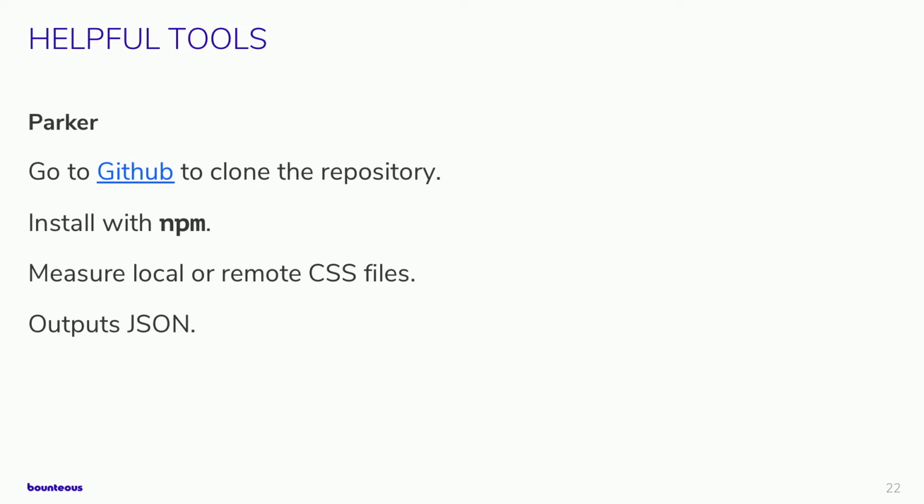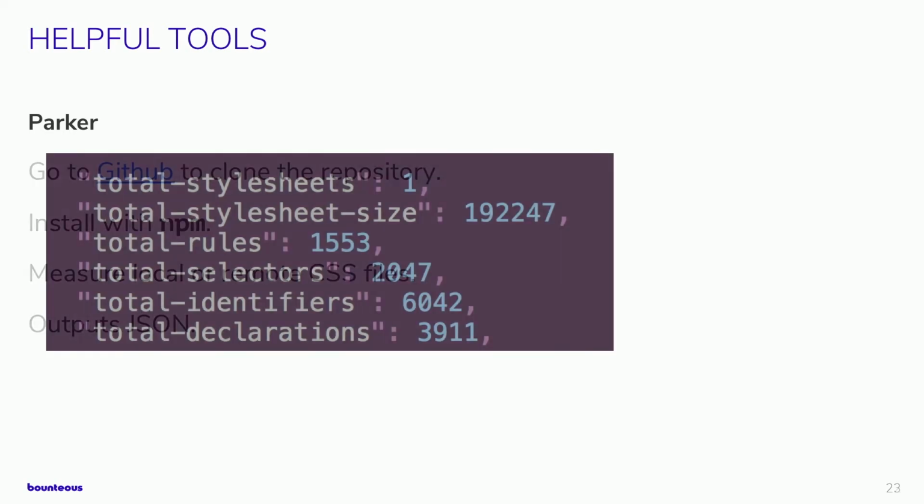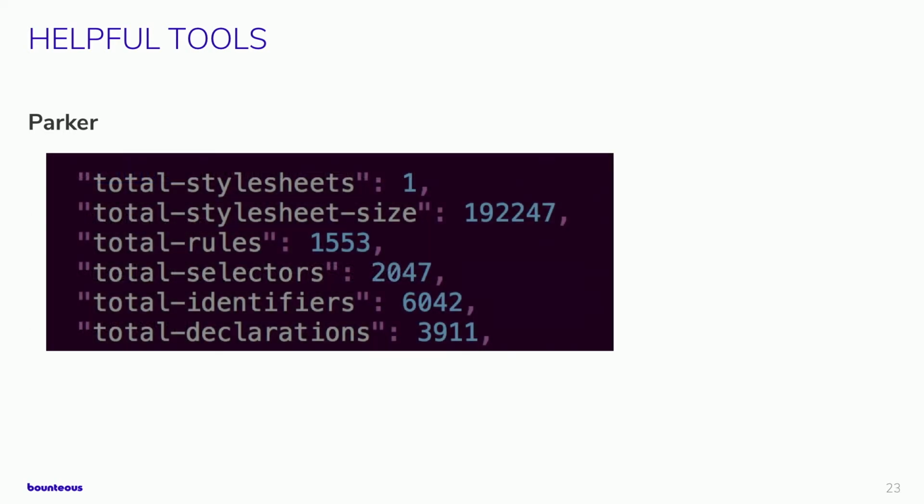What you do is you go to the GitHub repository, clone it, install with npm locally, and you can either measure local CSS files or point it to remote CSS files. And it's a really great tool. We're going to look at the output of it. But what's great is it outputs JSON. And I'm going to get to that later about how to measure over time. So you download it, install it, point it to a file, and this is what the JSON looks like.